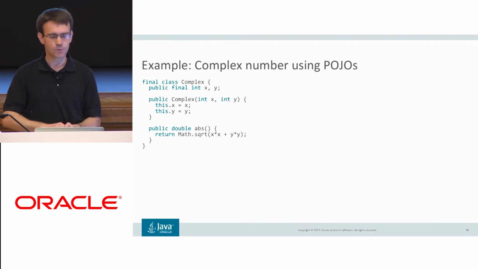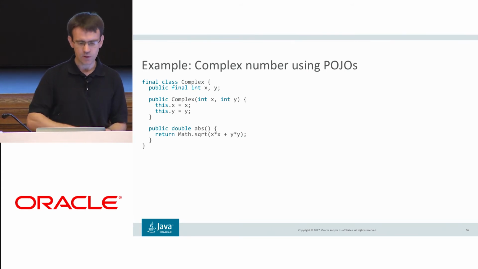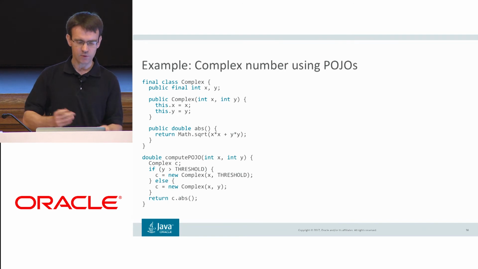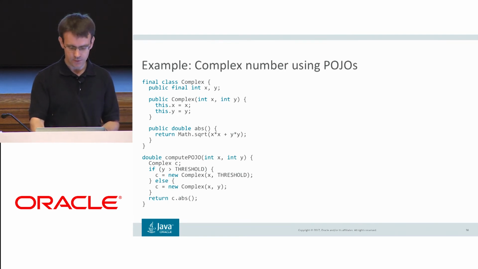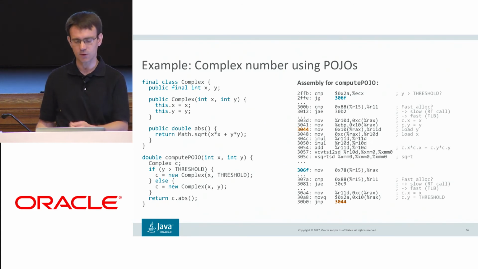So here is an example with a regular Java class describing a complex number. And we have a method computePOJOs that just performs a simple operation with this Java class. If you look at the code generated by C2 for the computePOJOs method, you see very complex code. You can see that here the escape analysis has not been able to detect that the allocations were not necessary. So in each branch of this code, you can see some allocation, and you have some load operations to get the fields from the allocated objects.